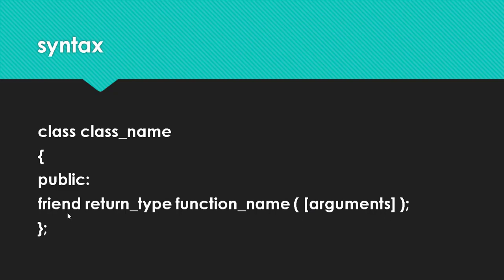Here the friend function is being declared inside the class. Using the prefix friend, we are declaring a friend function inside the class. This is the syntax for declaring the friend function.